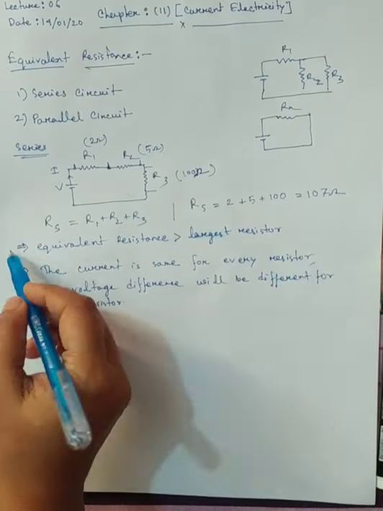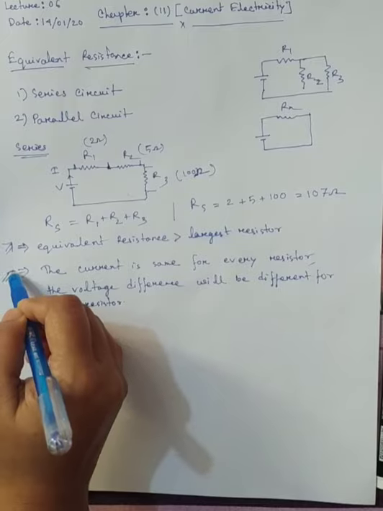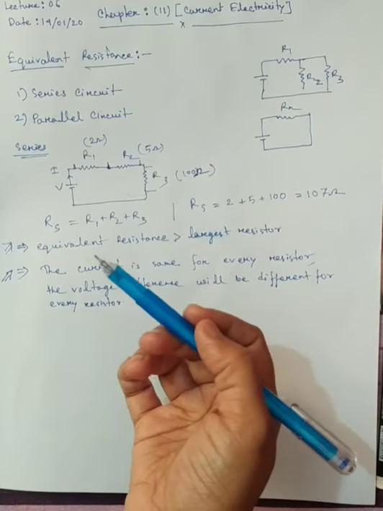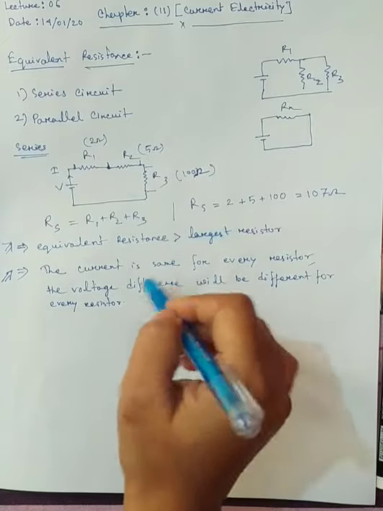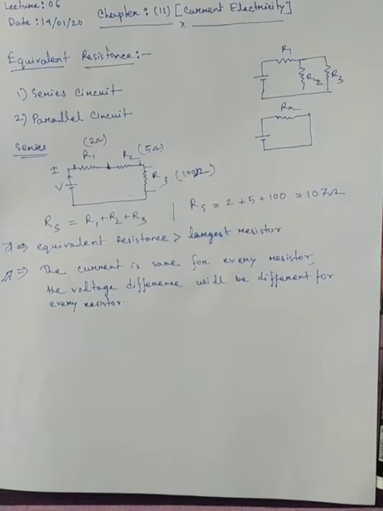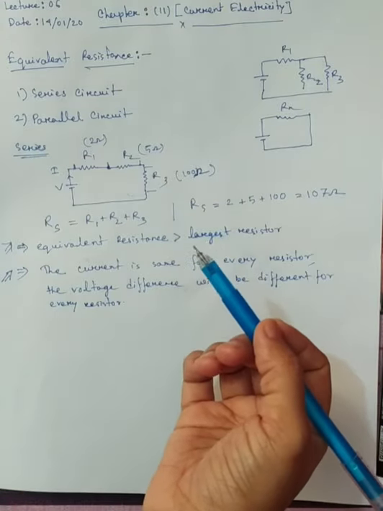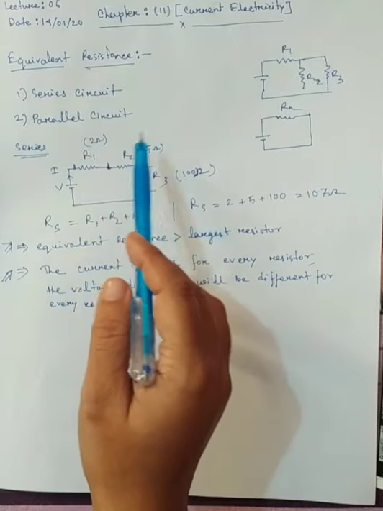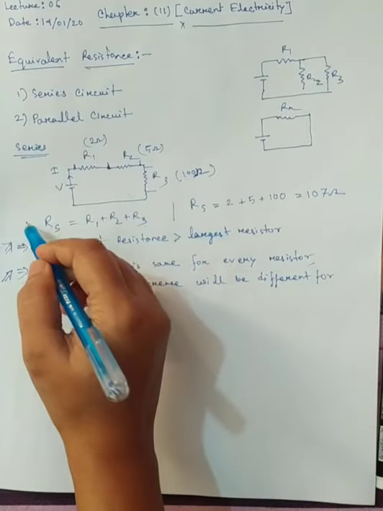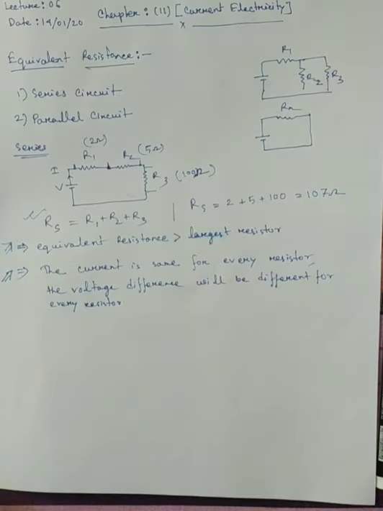Okay, we have to keep this point in mind for our assumption for calculating current and simplifying a circuit, that in a series circuit current is the same for all resistors, but in the case of a parallel circuit the case is different. So we have learned what a series circuit is, and what the equation is for determining the equivalent resistance for a series circuit.